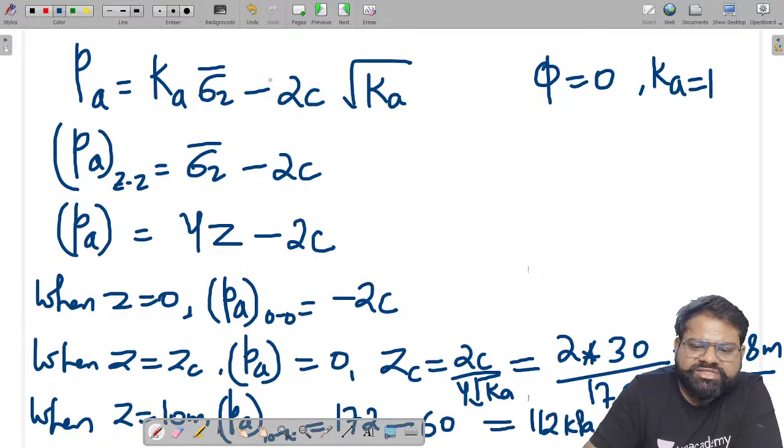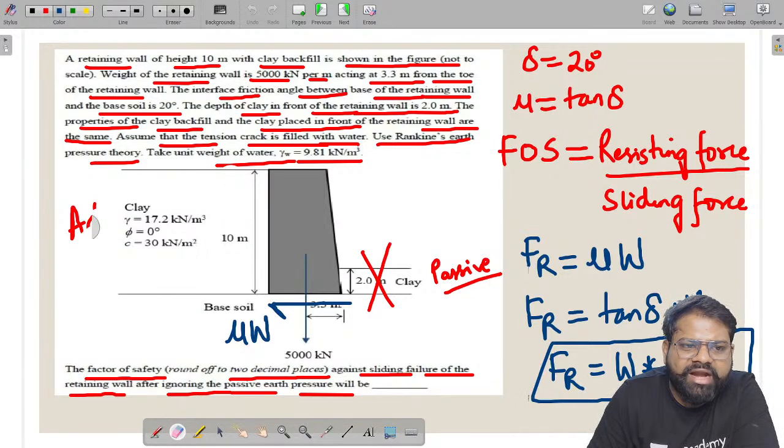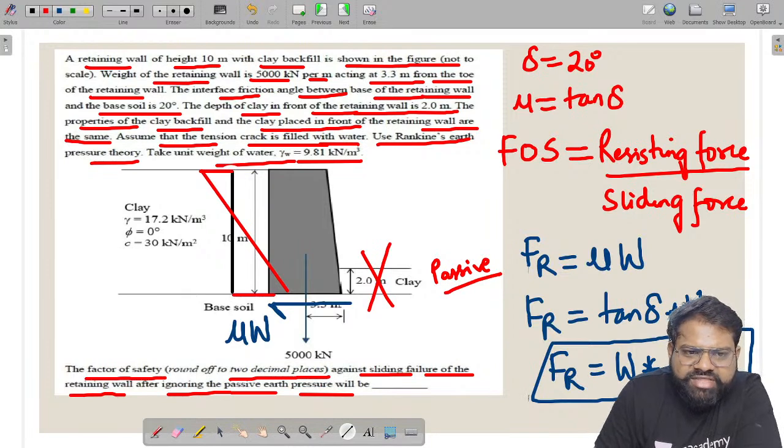Now if I try to draw the active earth pressure diagram at this location, let's see the shape of that diagram. This is basically the reference line. As you know, at 0 level the value is 0, and at higher levels the value is higher. It means this is the active earth pressure diagram. Here it is negative, here it is positive.